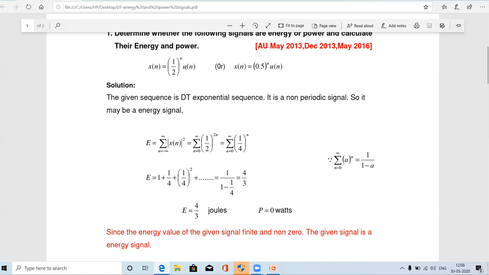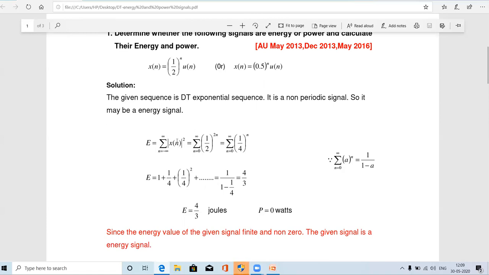So when one term is multiplied with the unit step, what is the meaning? This total signal is available only for the time 0 to infinity. The signal is not available for the negative time period. That's why here you see the limit n equal to minus infinity to infinity. But if u of n comes, we have to restrict this limit from 0 to infinity. We have to omit the minus infinity limits. The summation limit is restricted to 0 to infinity.